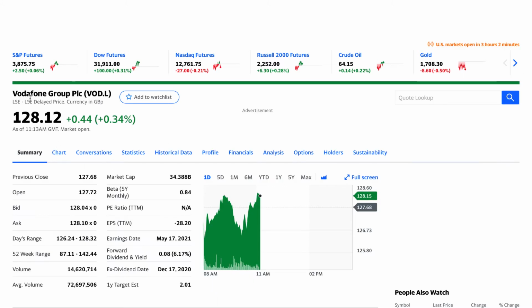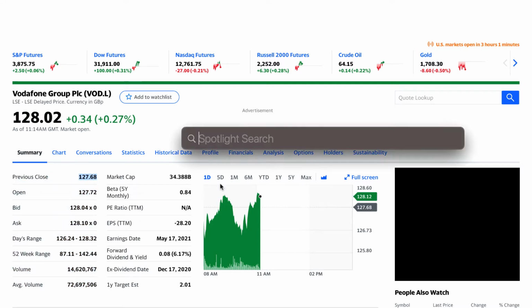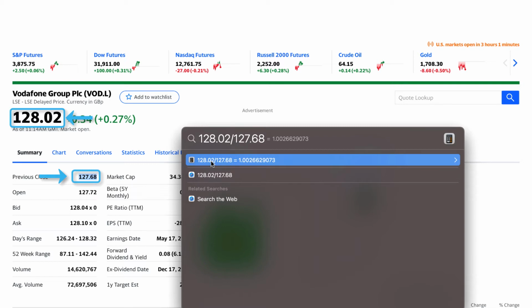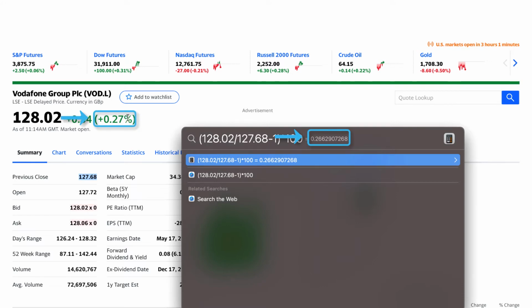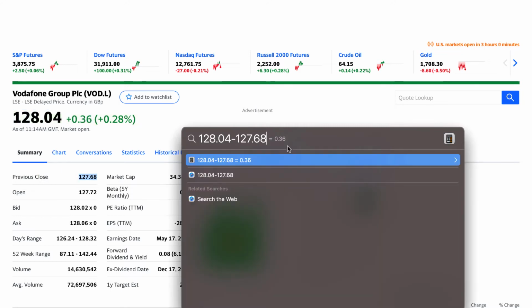If we compare that to the UK one, because the markets are currently operating, this is giving you a live change, right? So how much it's changed from the previous close. We can actually verify this. The previous close is 127.68. So if I go 128.02 divided by 127.68, then subtract 1, and multiply that whole thing by 100, you can see that's 0.27, which is this 0.27%. So that's the percent change. And the actual difference, 128.03 minus 127.68, you can see is 0.36.